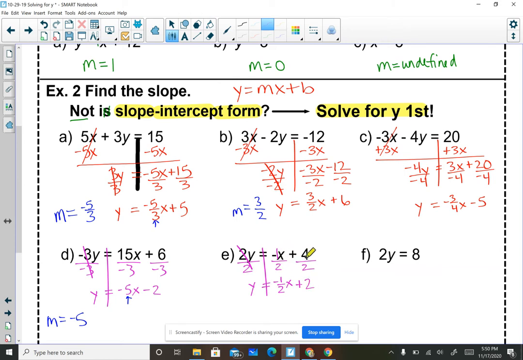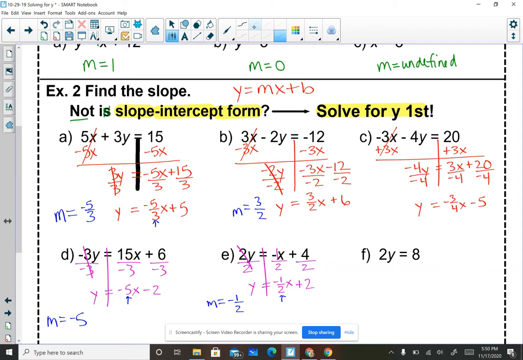Again, you put these fractions in your calculator if need be. I've said that quite a few times now. So now I need my slope, and my slope in this equation is right here, multiplied to my x now because my y is alone. Y equals mx plus b. I can see my slope is negative 1/2.